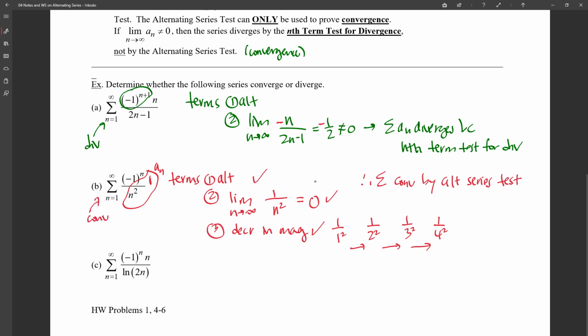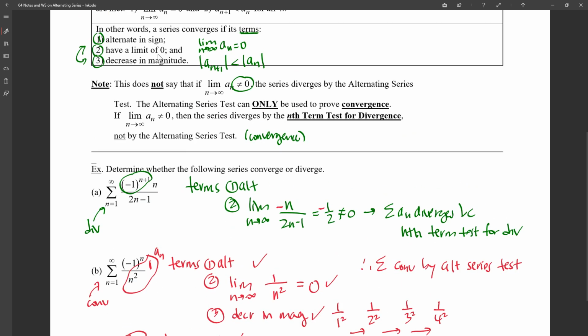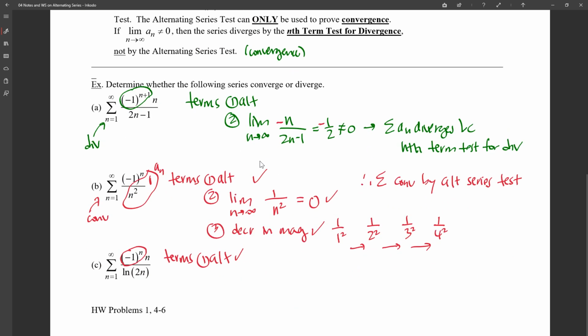Let's look at this alternating series here. Let's verify first that it's alternating. Okay, since the terms alternate, we're going to check to see if the alternating series test works on this. All three conditions must apply. Let's look at the second condition. The second condition says we must have a limit of 0. So the limit as n goes to infinity of n over ln of 2n. What is that? Well, if I plug in infinity, what I'll get is infinity over infinity.